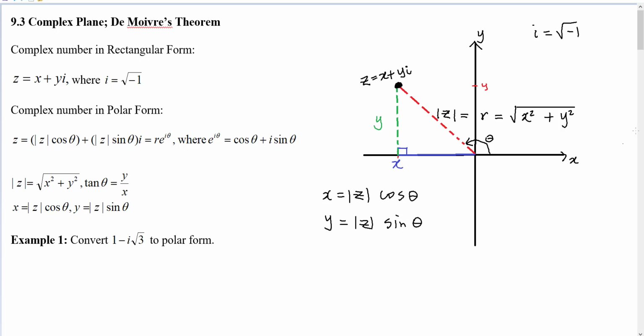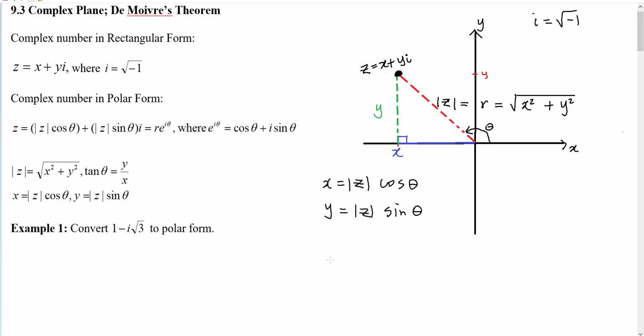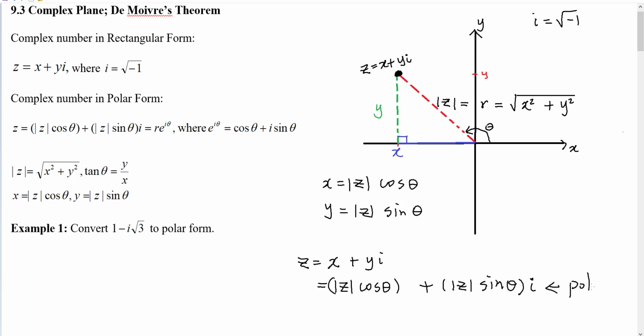But instead of writing the complex number in the x plus yi rectangular form, I can rewrite it: instead of x, I write the absolute value of the complex number times cosine theta, and instead of y, the absolute value of the complex number times sine theta. The second form right here is called the polar form or trig form.